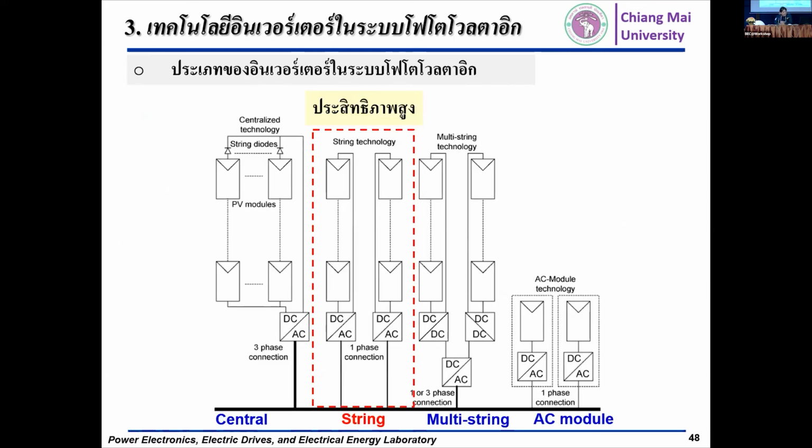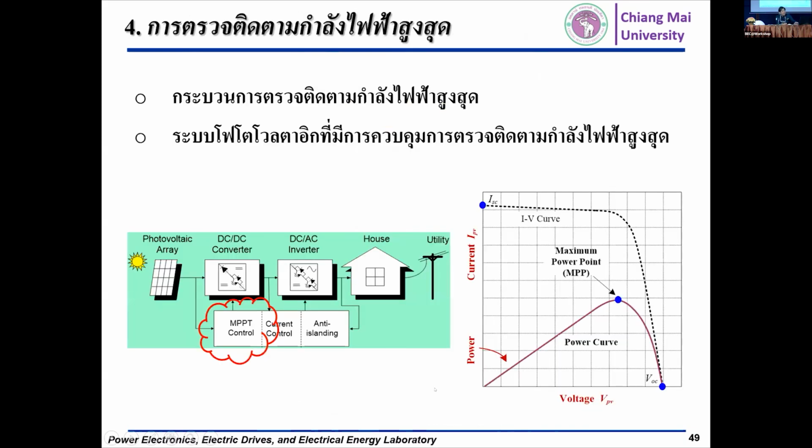Okay, again, this shows you a simplified view of the inverter PV system: central, string, multi-string, and AC module. The AC module is really interesting right now. And I share that the string is for small application and the multi-string for bigger power. Multi-string is one of the best choices between string and multi-string. I think it's the same.